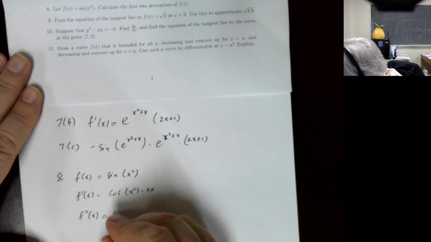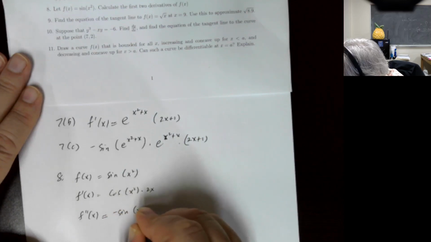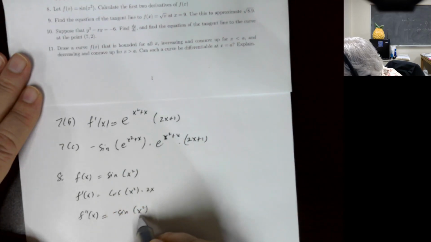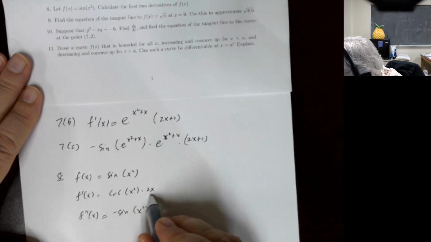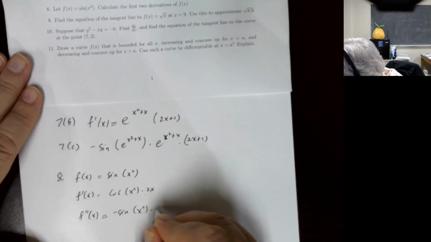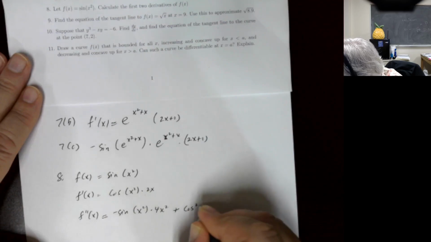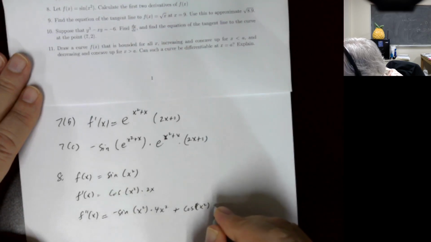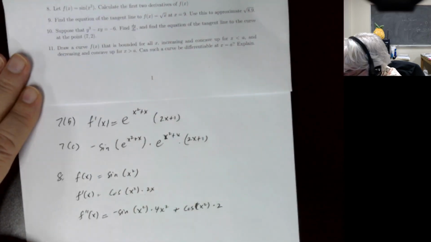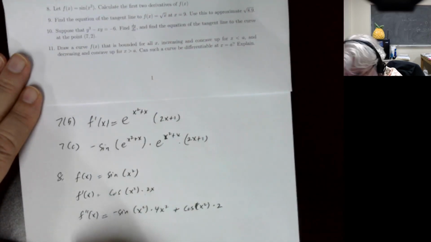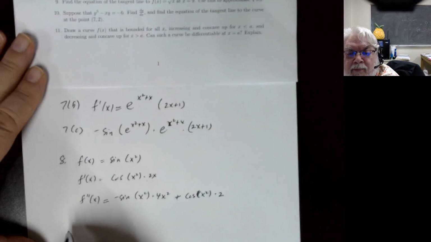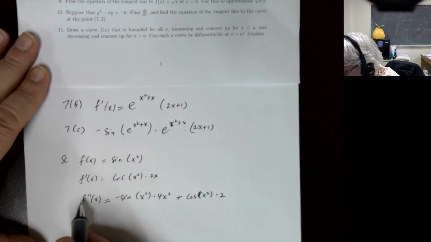Derivative of cosine is minus the sine, and then we put in the x squared, and then we multiply by 2x, but then we also have a 2x there, so that's going to be 4x squared altogether, plus the cosine of x squared, and then the derivative of 2x would be 2. Good. Hey, we made it without running off the end of the page. Good. Let's go to number 9.